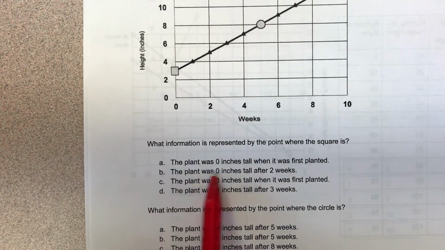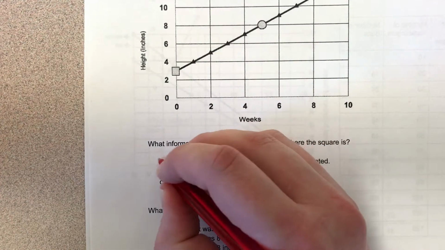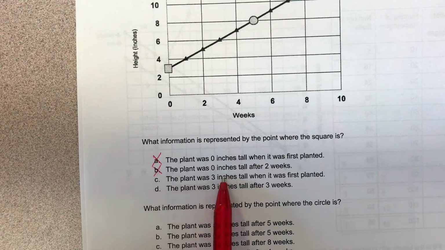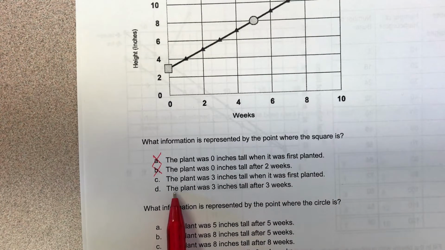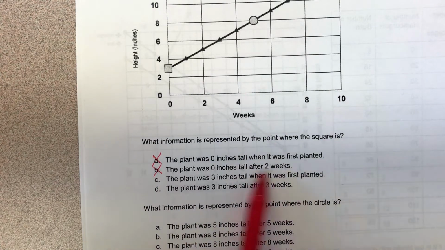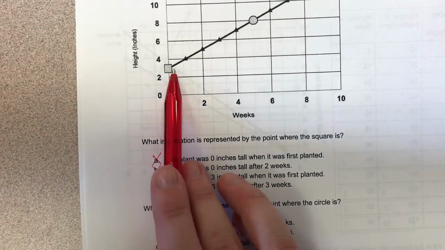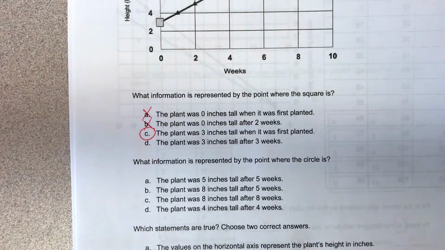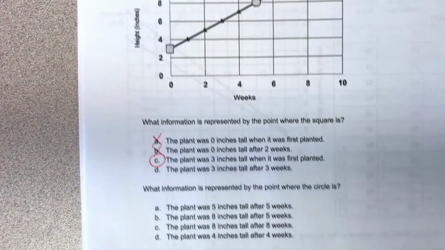These both say the plant was 0 inches tall. We know that's not true, so I'm going to X those out. The plant was 3 inches tall when it was first planted, or the plant was 3 inches tall after 3 weeks. Well, we know that it was when it was first planted because it's at 0, so the answer is C.